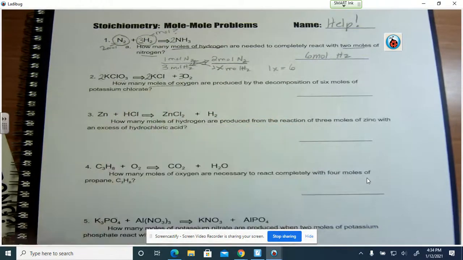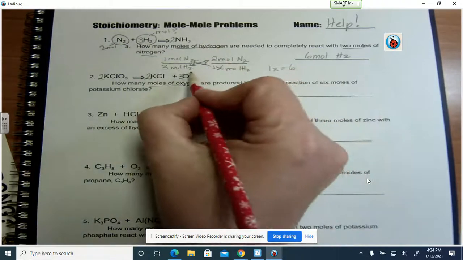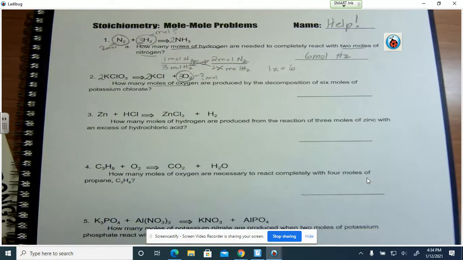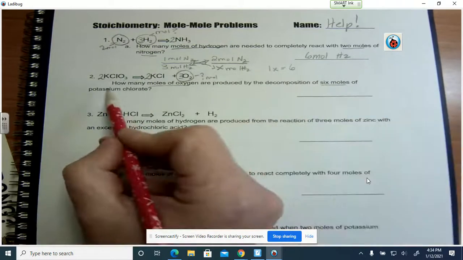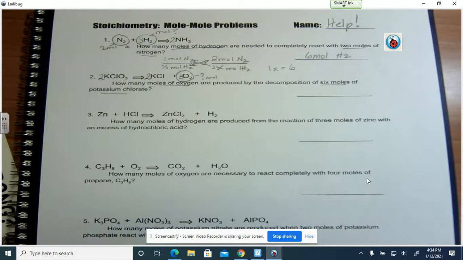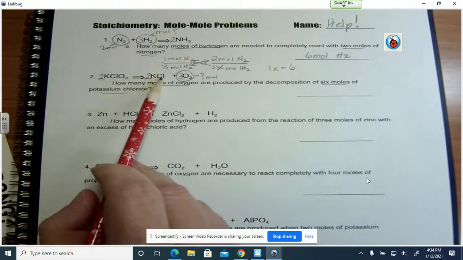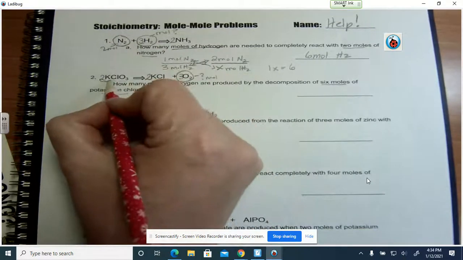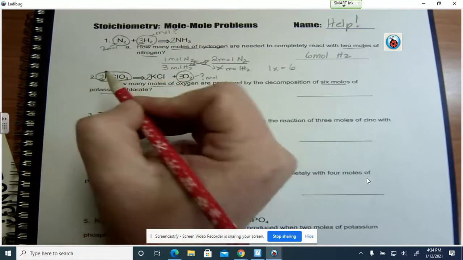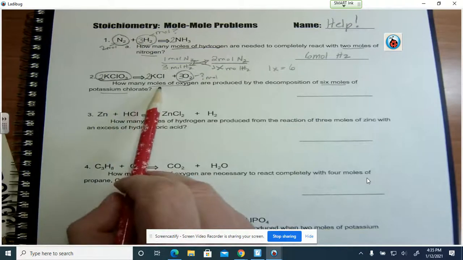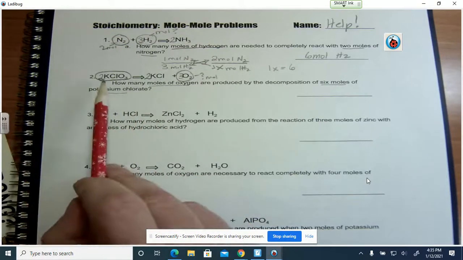Now the question says how many moles of oxygen. So I'm going to be looking for moles of oxygen, which is this one right here. That's my unknown. Are produced by the decomposition of 6 moles of potassium chlorate. Now potassium chlorate is actually this one right here. This is known as potassium chloride, but this is my chlorate. If you're curious about names, all you have to do is Google it. If this were a quiz or a test, I would give you the formula right out here to the side. All right, so this is my potassium chlorate.